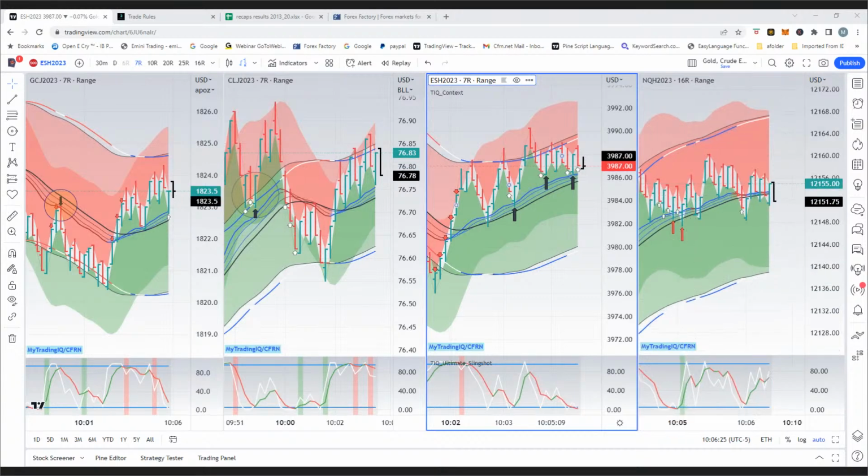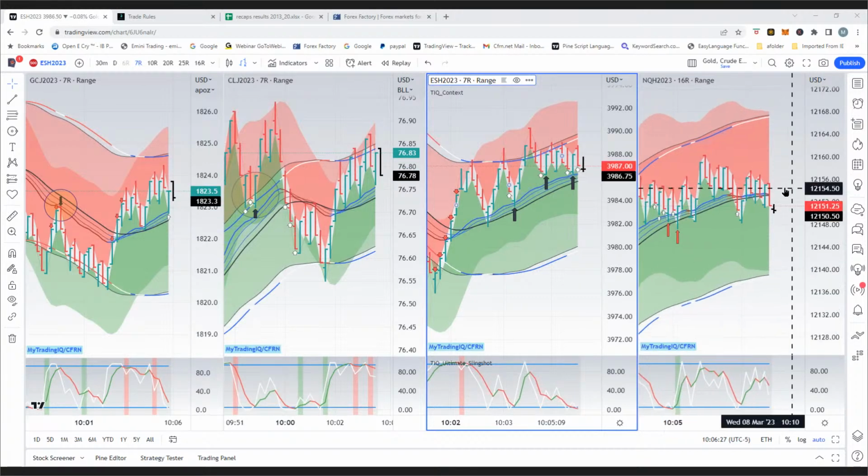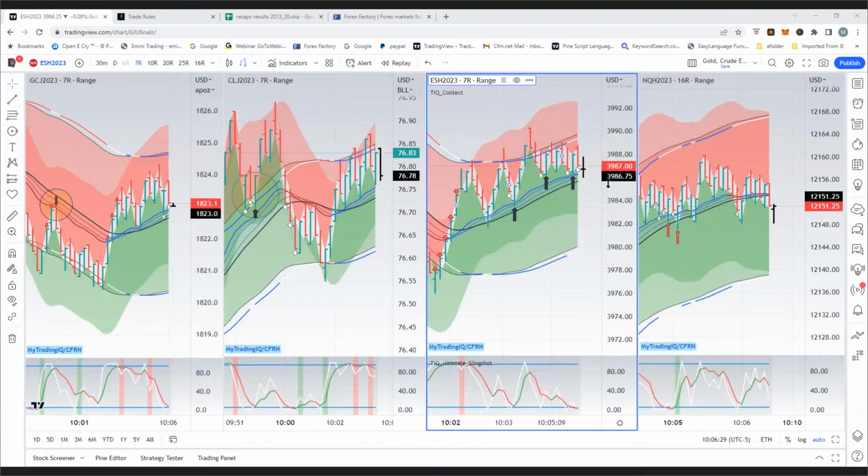Now, I may change the value of that red arrow. That's why I haven't distributed it to anybody yet. I'm actually changing the value of it.